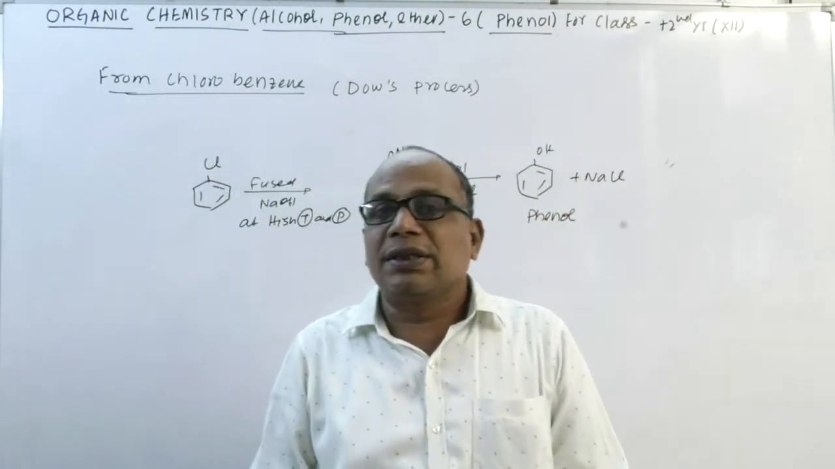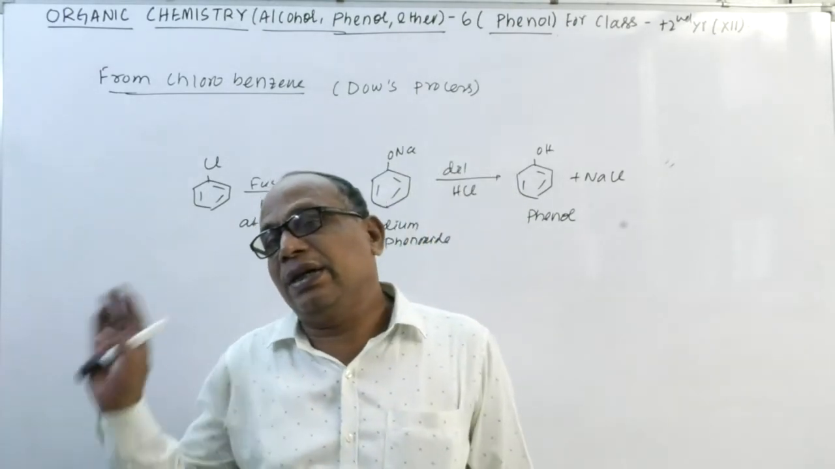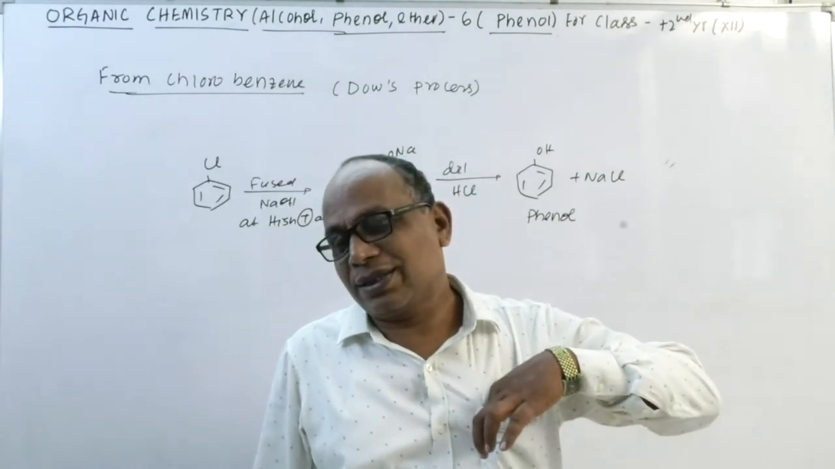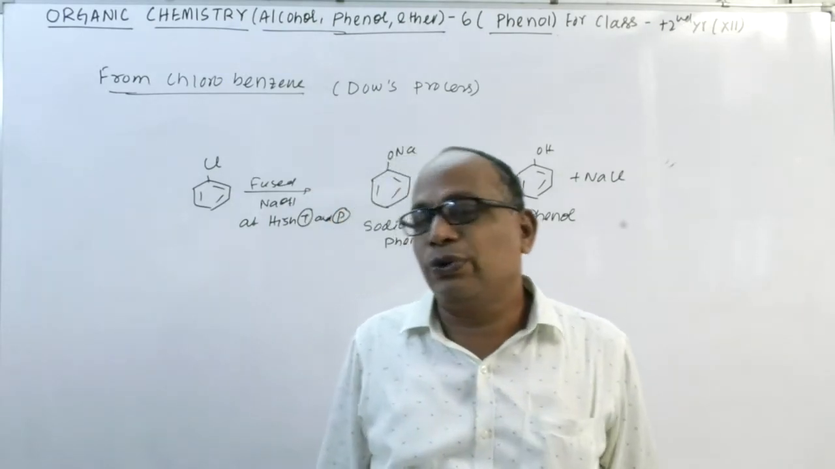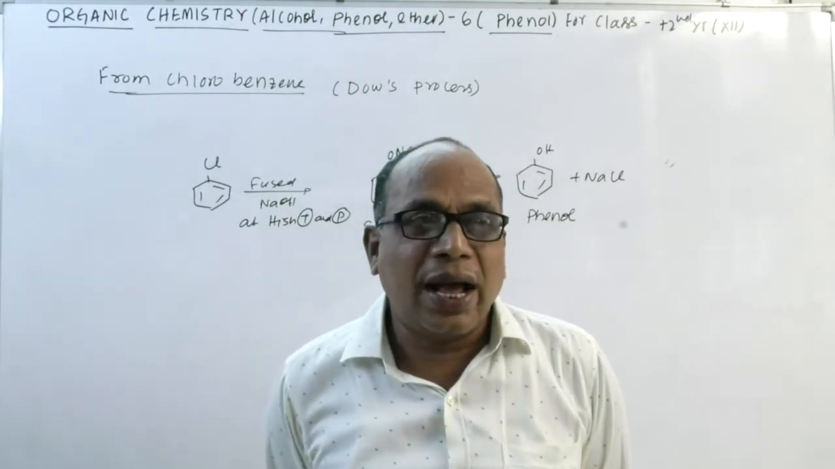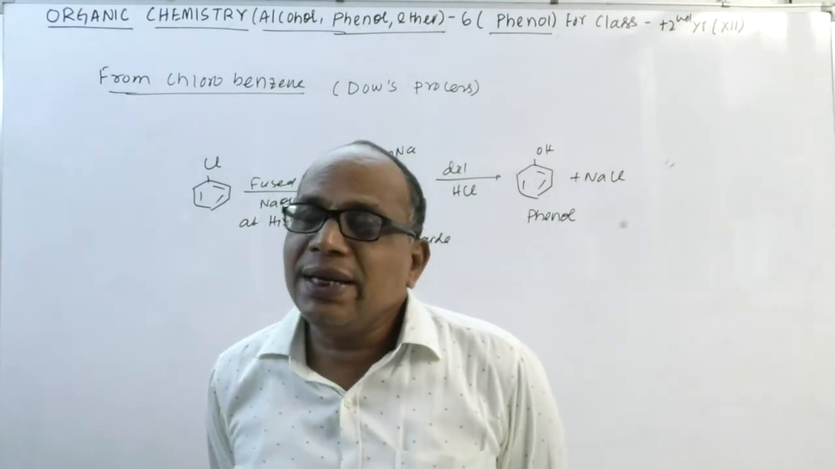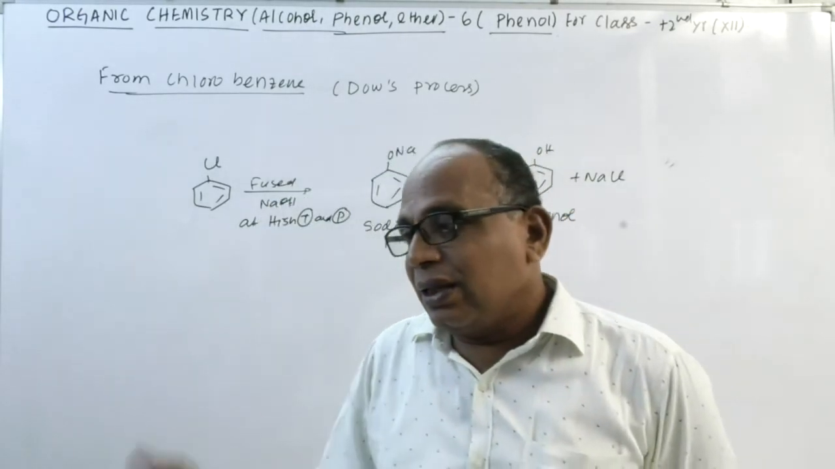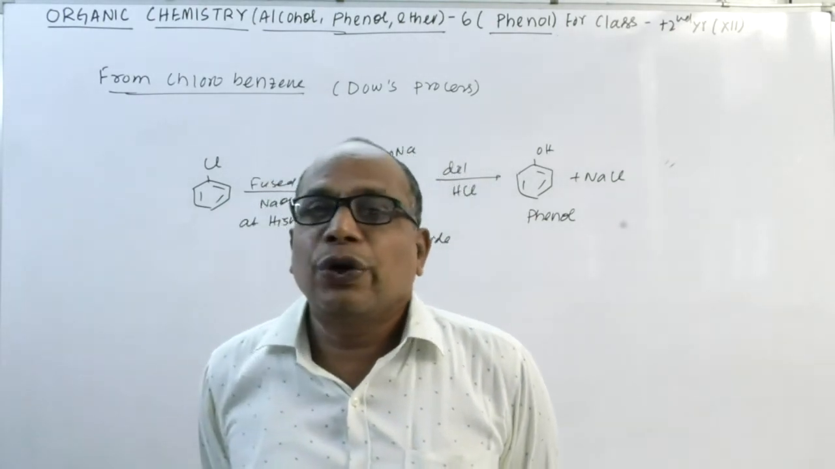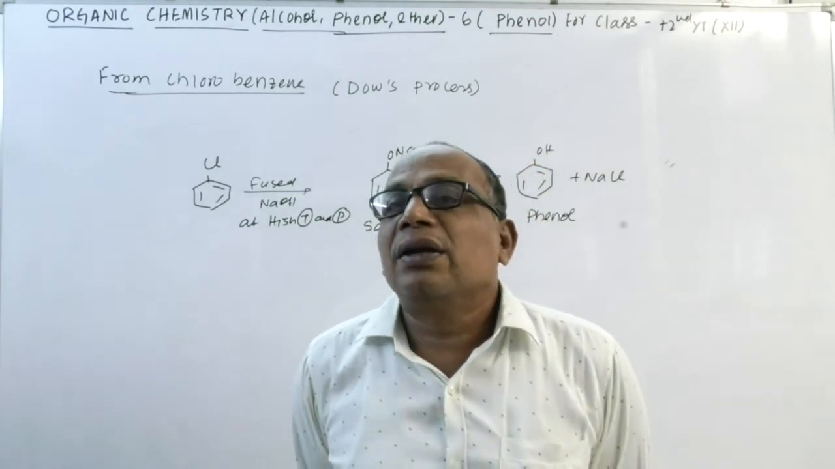Last year, that means in 2020, in CBSE, one of the questions was, how can you prepare phenol by Dow process? In Dow process, the chlorobenzene is fused with solid sodium hydroxide at high temperature, high pressure, particularly 200 atmosphere pressure, about 500 degrees C. Then the chlorobenzene undergoes nucleophilic substitution reaction to give sodium phenoxide, and the sodium phenoxide is acidified with HCl. It gives you phenol.